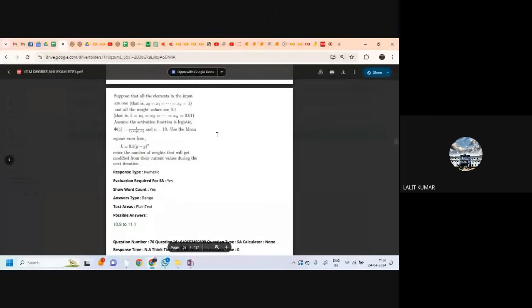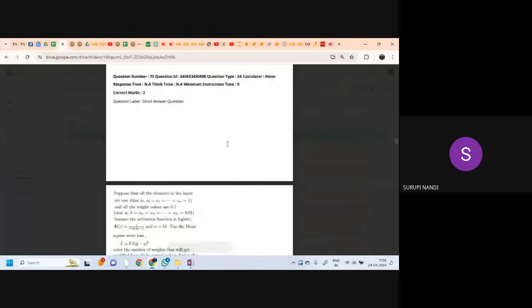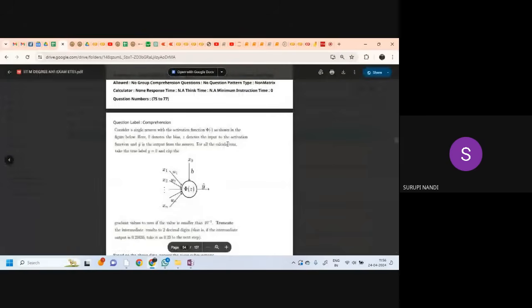So there are 10 weights and 1 bias, so 11 values will get updated because y hat is not equal to y. There will be a loss. Since y hat is not equal to y, we will update all the parameters. Okay.